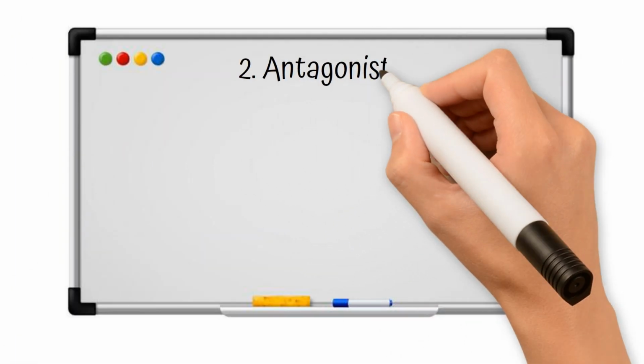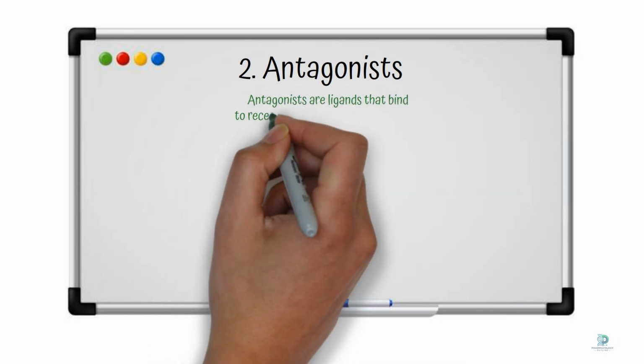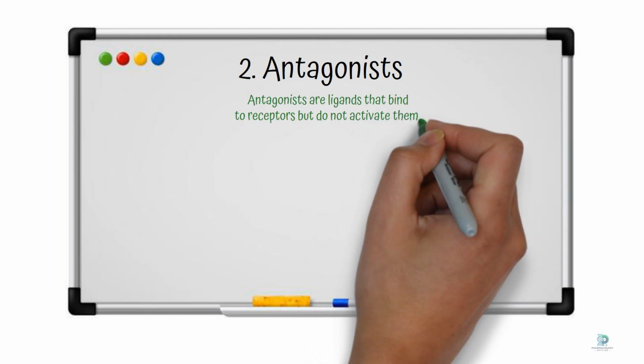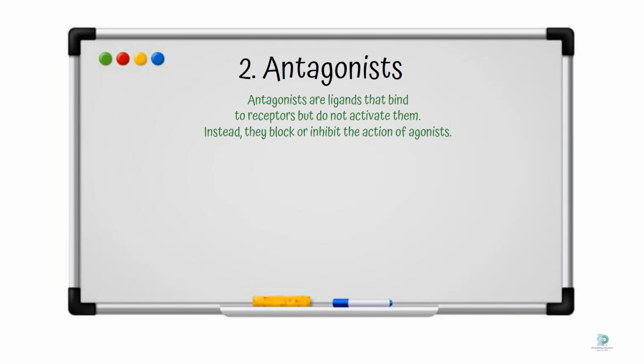2. Antagonists. Antagonists are ligands that bind to receptors but do not activate them. Instead, they block or inhibit the action of agonists. There are two types of antagonists.